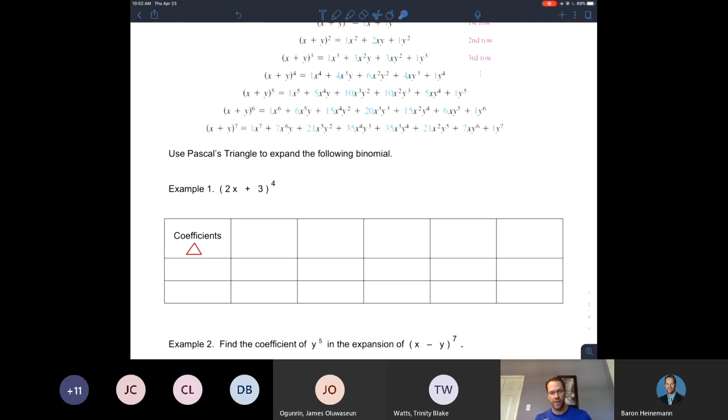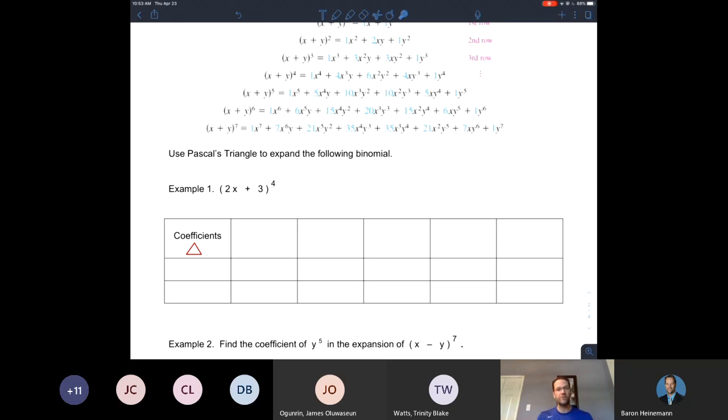But what I might do is I might say, tell me what the coefficient is, the number in front, on the 2x plus 3 to the 15th power. What's the coefficient of the x to the 13th power? And you would have to go through and find just the number in front. That's what we're about to practice.